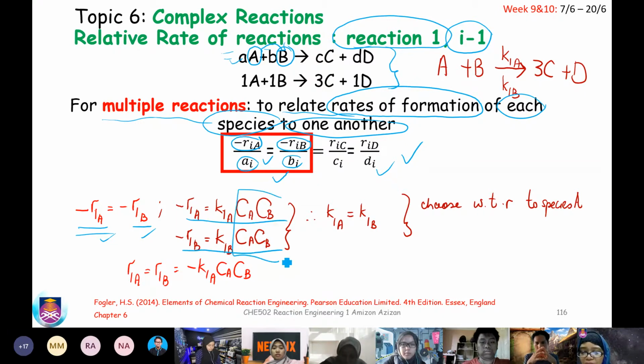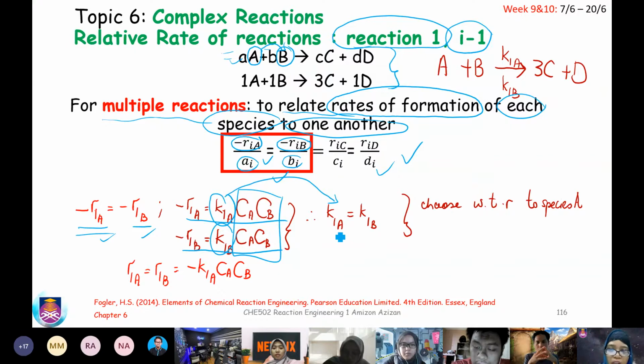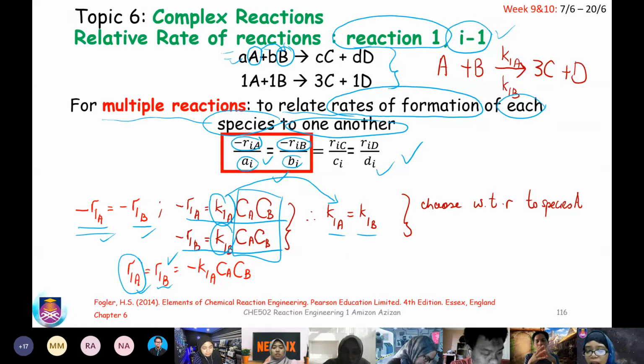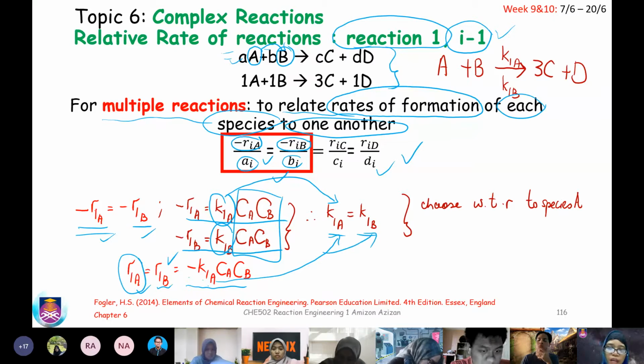Then from here, since coincidentally CA and CB are the same, we can assume K1A is equivalent to K1B. Therefore, the rate of formation of species A in reaction number 1, i equals 1, is equivalent to the rate of formation of species B in reaction number 1. Both are the same as minus K1A CA CB, since K1A is equivalent to K1B. So you could also write minus K1B CA CB, right?